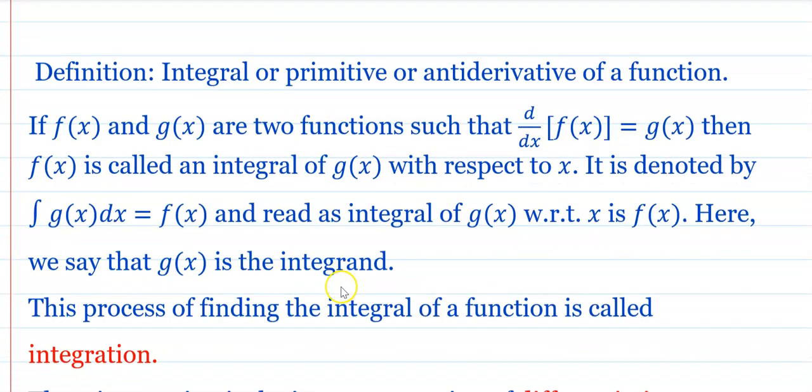Okay. Now, next definition. Integral. The second word for integral is primitive. Integral or the primitive or the antiderivative of a function. These are similar words: integral, primitive, antiderivative. If f of x and g of x are two functions such that d/dx of f of x is equal to g of x.